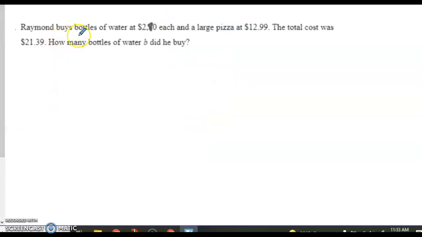And then for this one, Raymond buys bottles of water at $2.80 each and a large pizza at $12.99. The total cost was $21.39. How many bottles of water B did he buy? Okay, so we know some things. We know the total cost is 21.39, so that's always on the other side of the equal sign. Whatever the total is, we're going to let it equal that total.